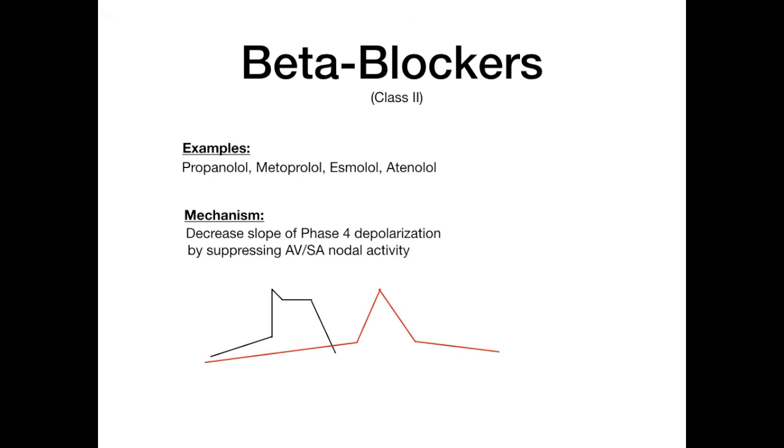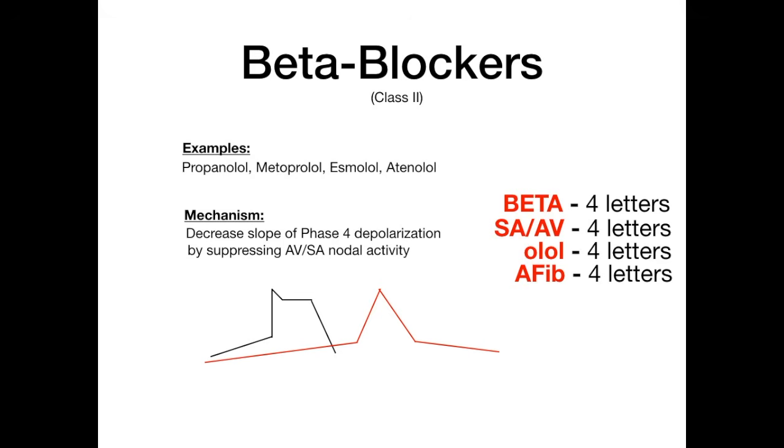So how do you remember all this? Well, this one's pretty simple, to be honest with you. The way that you should remember this is with 4 letters. So beta has 4 letters in it. SA-AV is 4 total letters. So beta blockers suppress the AV-SA node. All of these drugs end in OLOL. That's 4 letters. And they're often used in AFib, A-flutter, and I remember that because AFib has 4 letters. Also, 4 tells us, of course, that you're decreasing the slope of phase 4 depolarization. So everything with beta blockers has to do with 4.